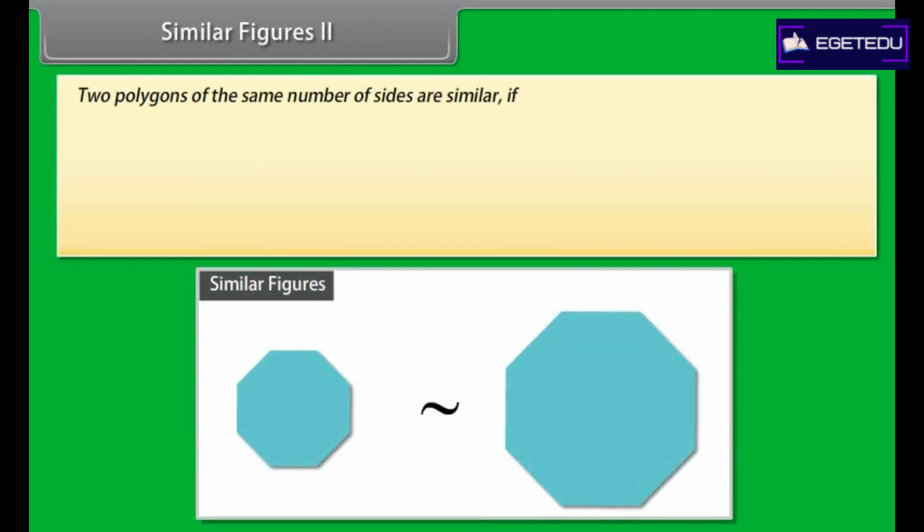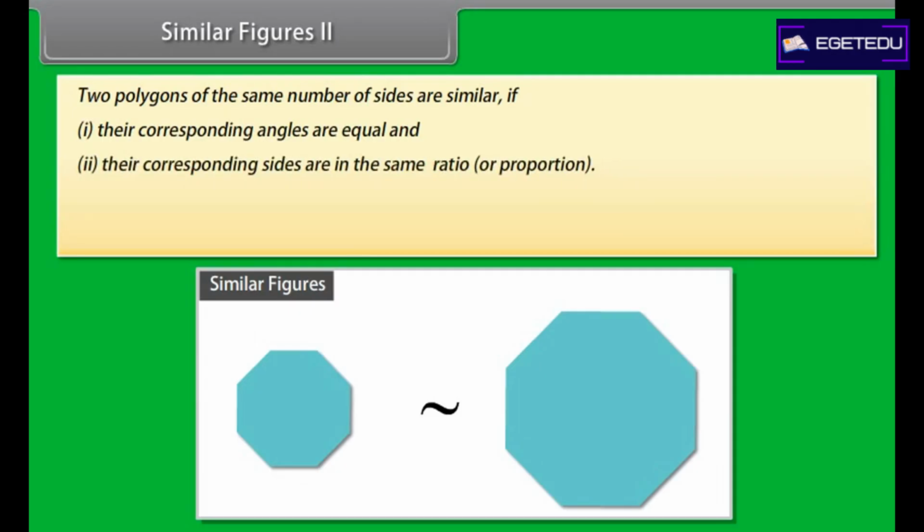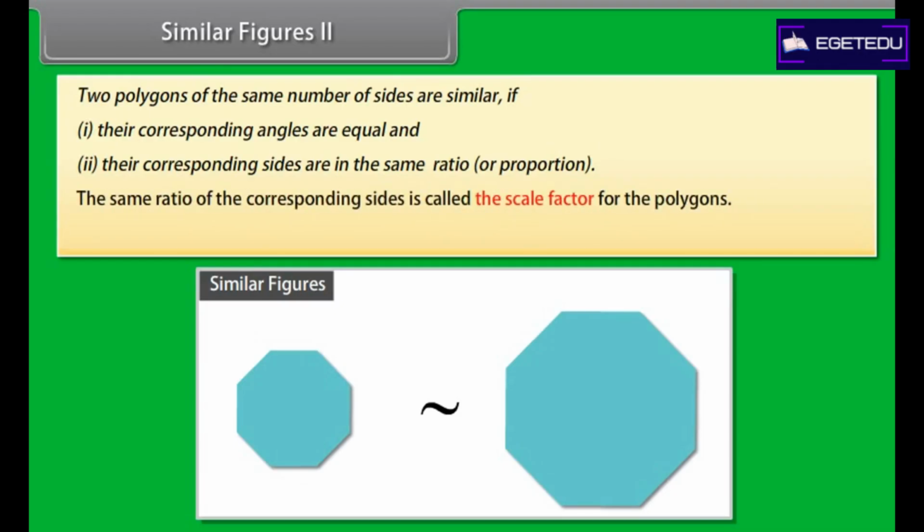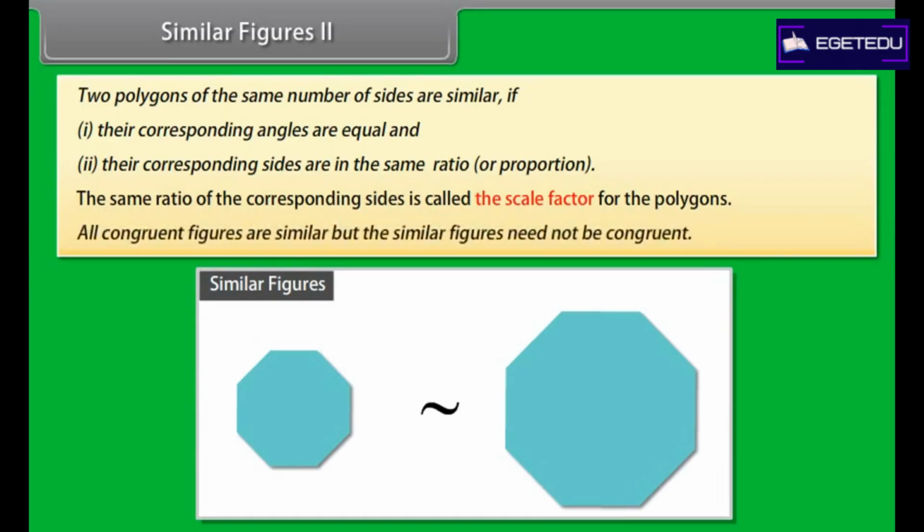So, similar figures are two figures that are the same shape and whose sides are proportional. Two polygons of the same number of sides are similar if, one, their corresponding angles are equal, and two, their corresponding sides are in the same ratio or proportion. The same ratio of the corresponding sides is called the scale factor for the polygons. All congruent figures are similar, but similar figures need not be congruent.